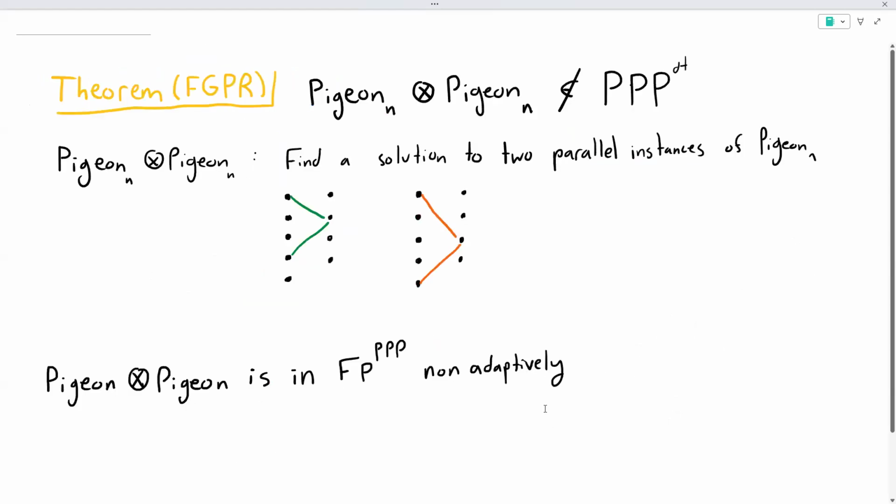Okay, so what is it we prove? We show that a problem that is in the Turing closure of PPP in the black box setting is not reducible to pigeon. And this problem is extremely simple. It is just, as we call it, pigeon squared, where we put two parallel instances of pigeon next to each other, and all I ask you to do is find some solution for the left pigeon instance and some solution for the right pigeon instance. And notice even further, this problem is in the Turing closure non-adaptively. These pigeon instances are completely parallel and no adaptivity is necessary.